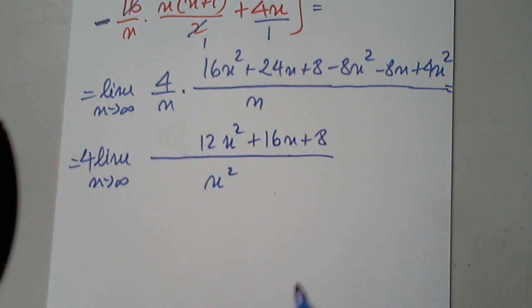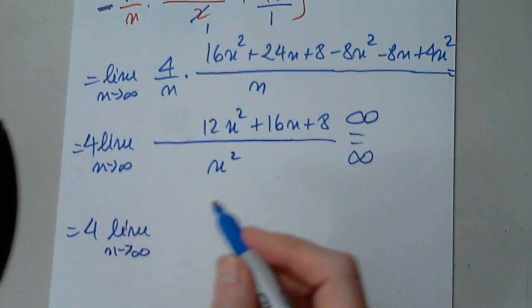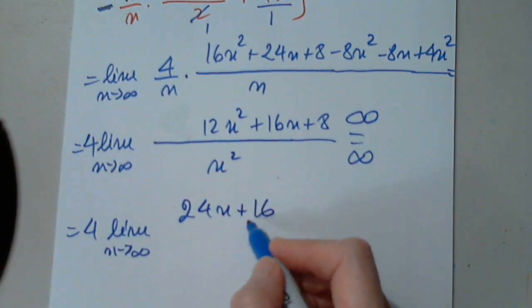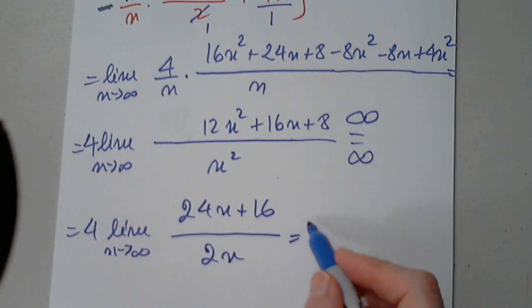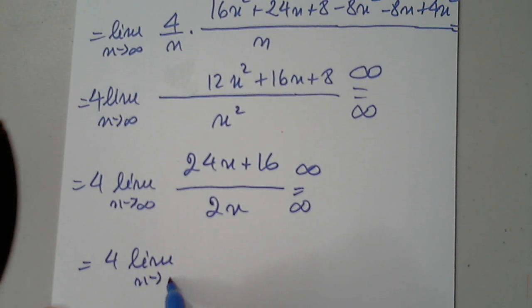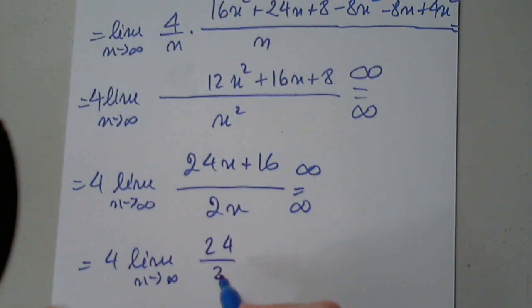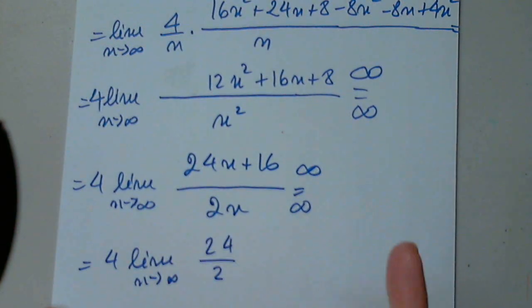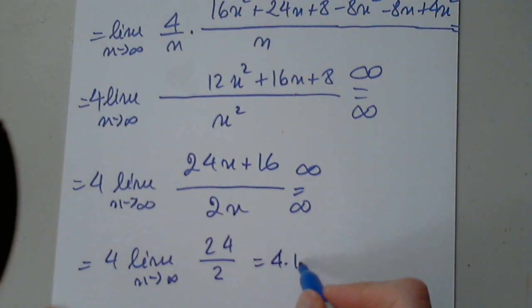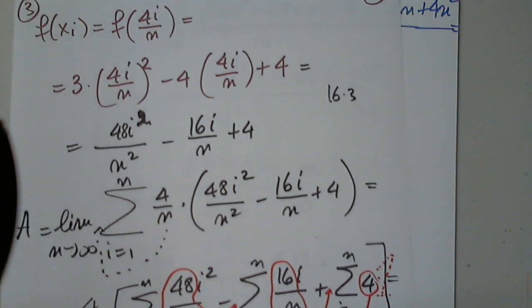In order to determine this limit, I know L'Hopital's rule, infinity over infinity. I will differentiate. So for limit as n approaches infinity, 24n plus 16 divided by 2n. Again, infinity over infinity. Limit as n approaches infinity. Remember, the limit does not go away. 24 divided by 2. I differentiate the top, I get 24. I differentiate the denominator, so this is 12. So 4 times 12, it better be 48, because then it will be embarrassing for me to start this from scratch again.